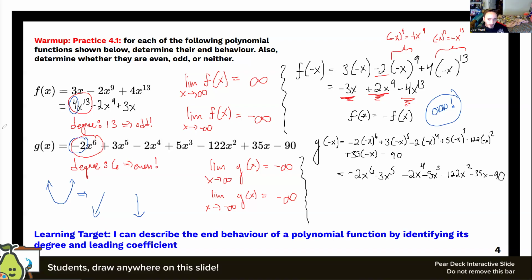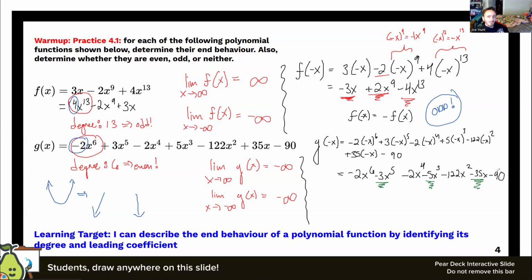Now, what you'll notice is that some of these terms are exactly the same as what we started with for g of x, but some of them aren't, right? Some of these are identical, and some of these are very, very different. In particular, what I'm noticing is that I go from positive 3x to the fifth to negative. I go from positive 5x to the third to negative. I go from 35x to -35x.